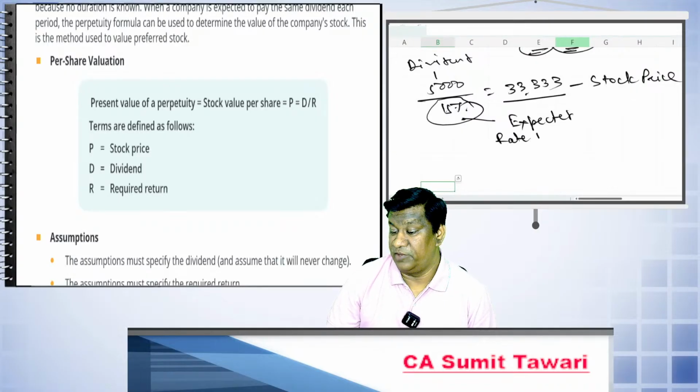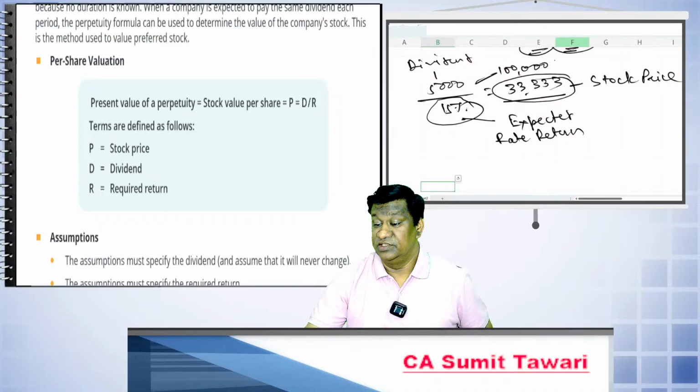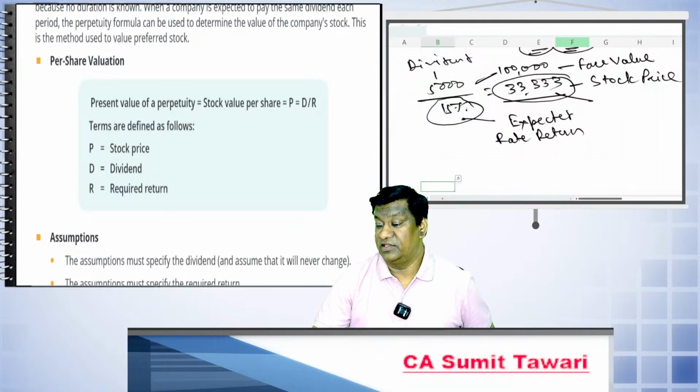So what happened in general, even though the share value is 1 lakh, in the market everyone is going to buy at 33,333, like this. This may be the face value, but not the market value. Market value is this one.